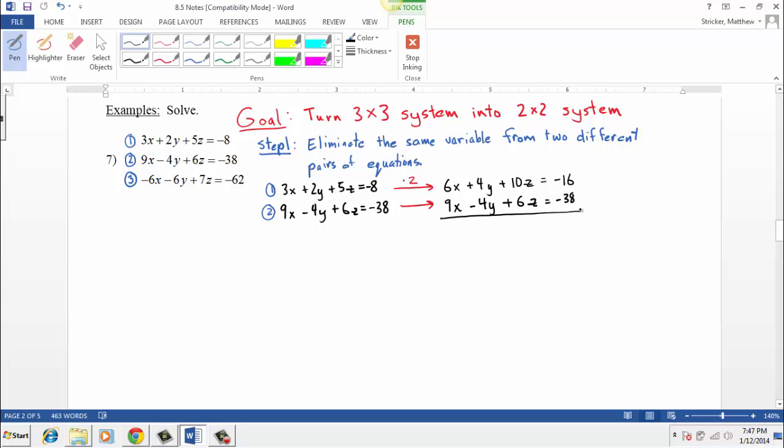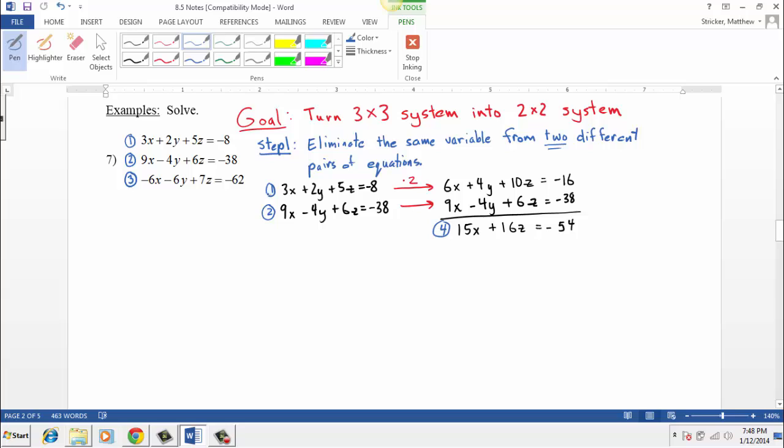So if I add, the x's make 15x, the y's cancel, I get plus 16z equals, what's that, a negative 54. Okay, and that's a new equation. Let's call this equation 4. Notice it only has 2 variables in it.